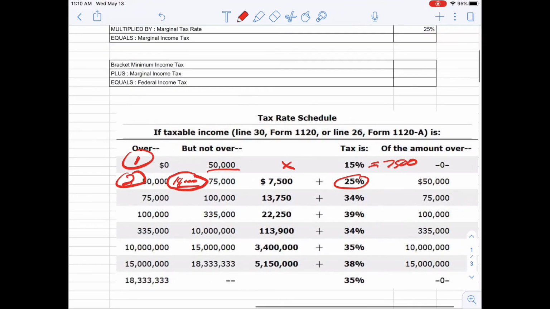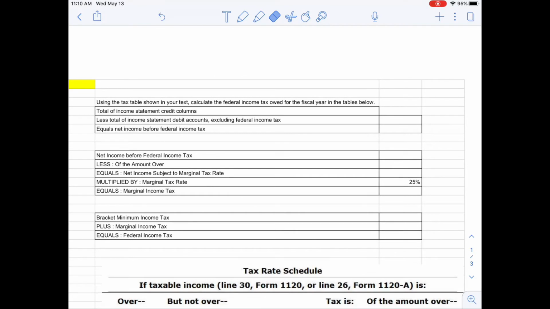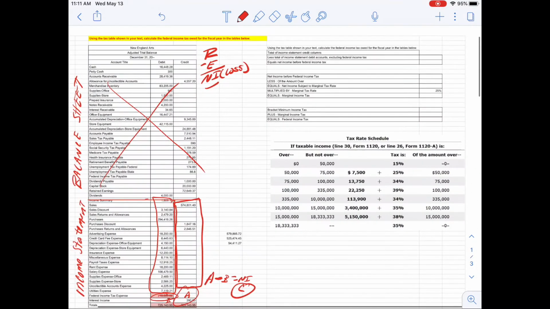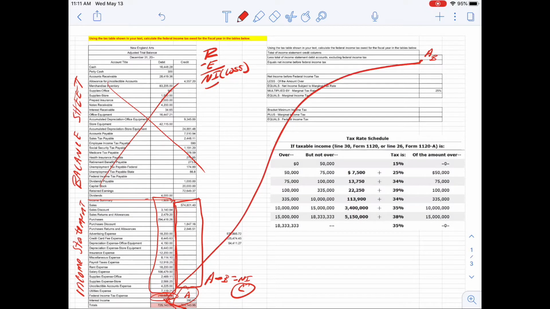So I go over to my bracket, and when I do, I am going to ultimately calculate my net income. We've already kind of done this, but this bracket allows you to do it. The total of the income statement credit column is going to be letter A, as we pointed out here. And then the total less the total of the income statement debit column, which is right here, will get us C, which is our net income.